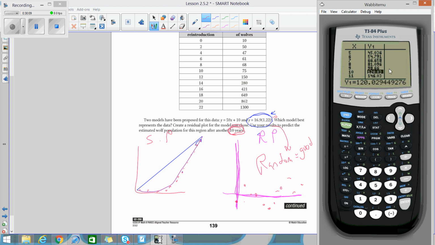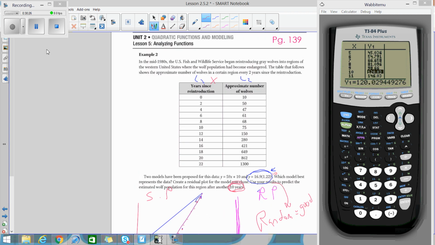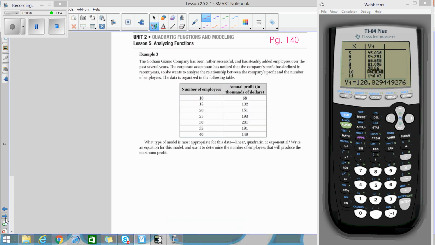So your population is about 120 wolves, and really you got to round up, so it's about 121 wolves in 10 years. All right, so I really don't want to do another one.